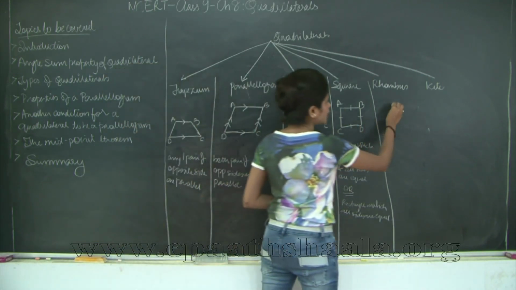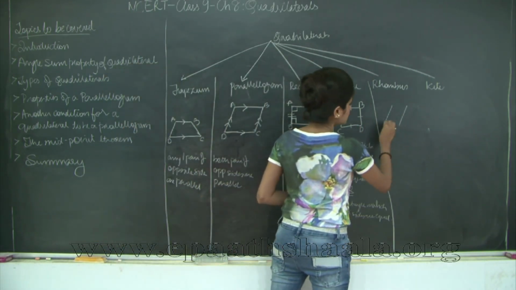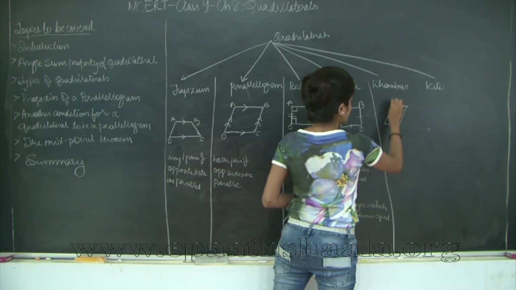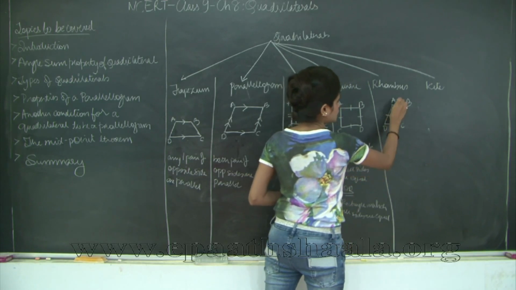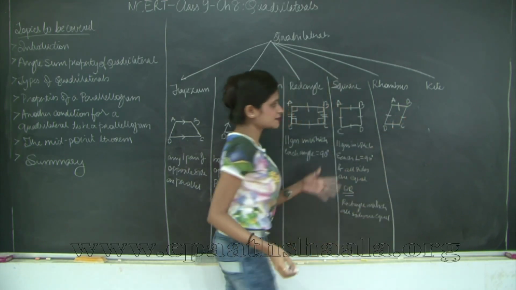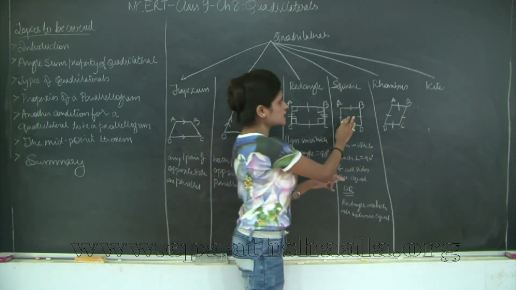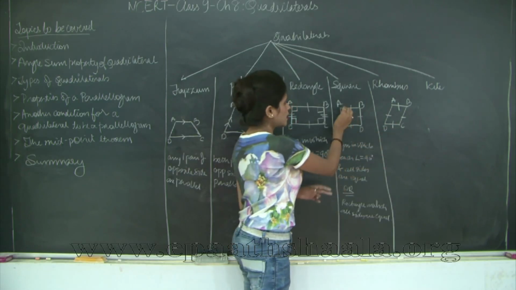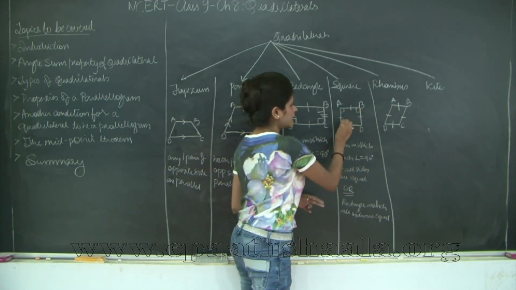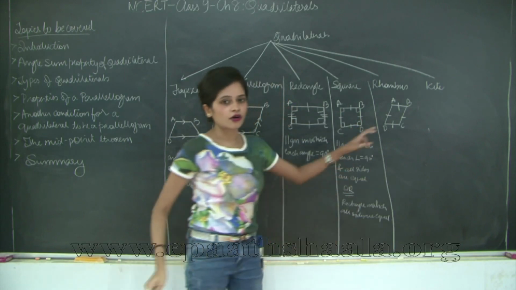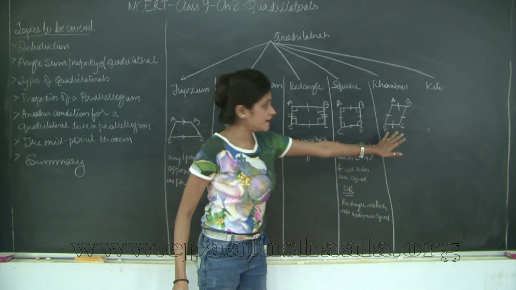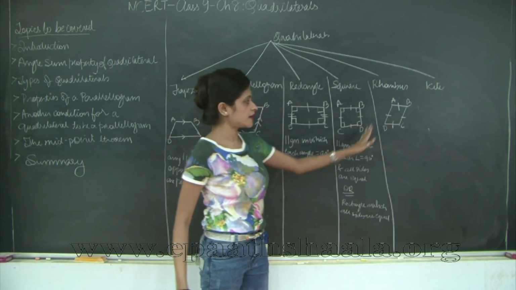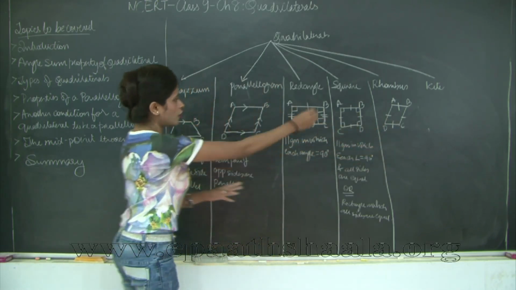So if I have my rhombus ABCD, each side is going to be equal. You must be wondering what is the difference between the square and rhombus. In a square we have each angle as 90 degrees, but in a rhombus each angle is not 90 degrees. This is what differentiates a rhombus from a square, or a square from a rhombus. So now, a rhombus is a parallelogram.